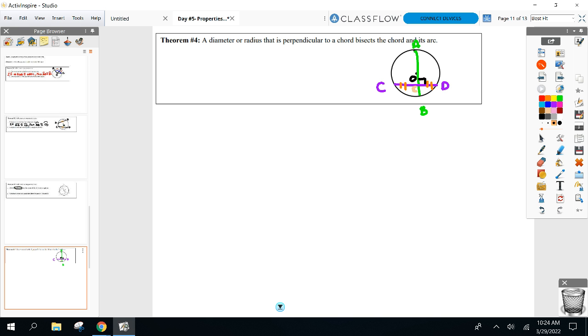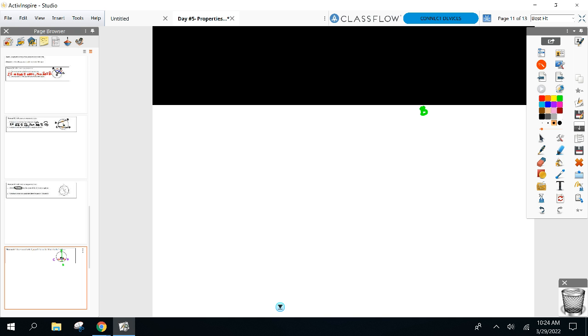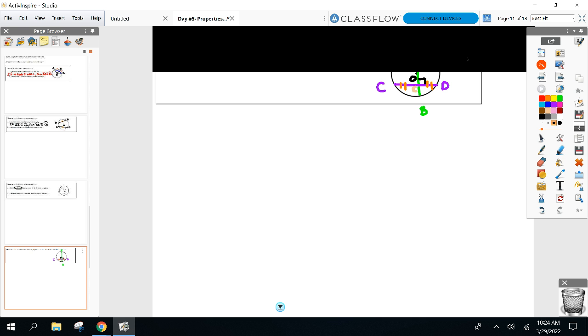Stop right there, though. Here's the thing. In a diagram, you may not be given the full diameter. Watch, you may be given this instead. You let me know if this is still okay. What if I just give you that perpendicular to it? Is that still okay? Yes, it is. That's still okay, as long as it's part of a diameter that's perpendicular.